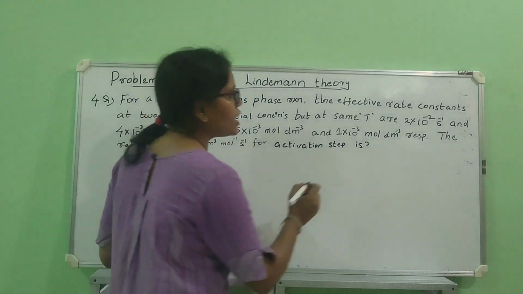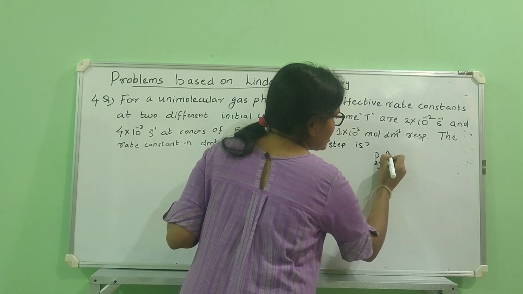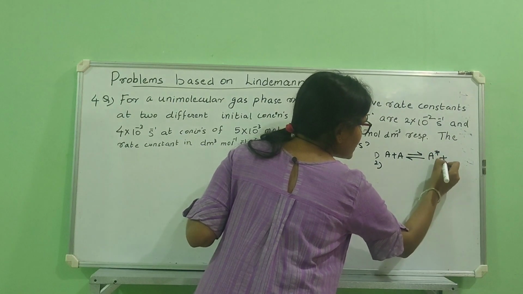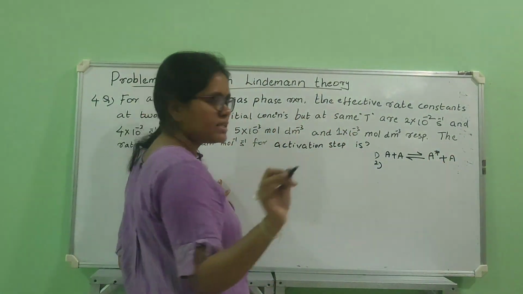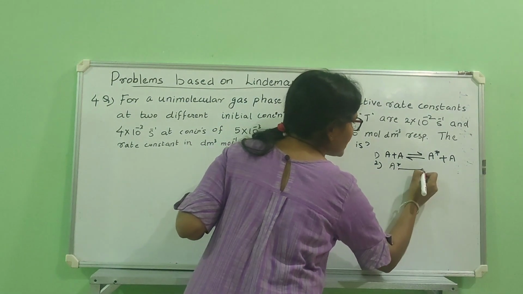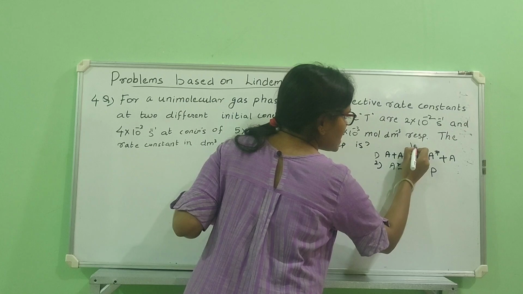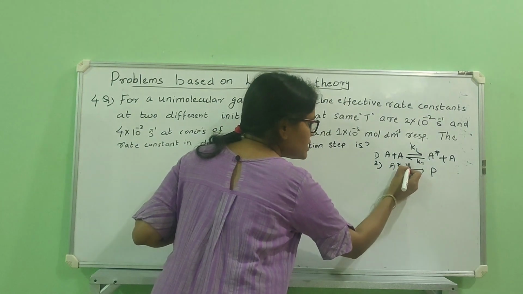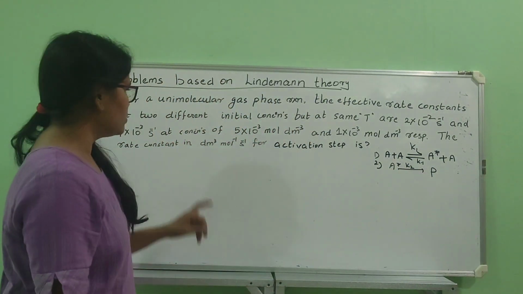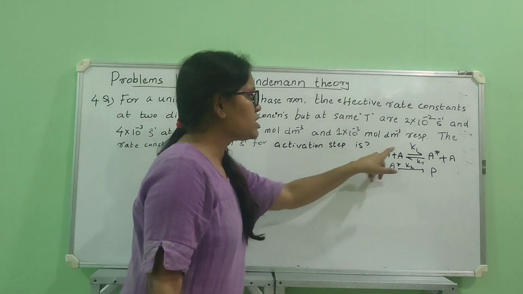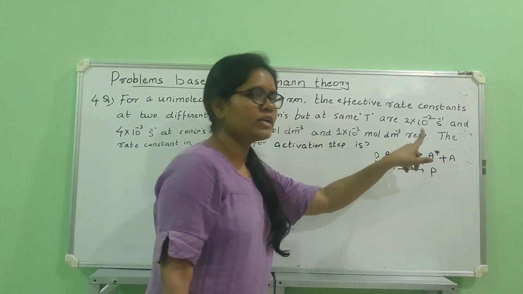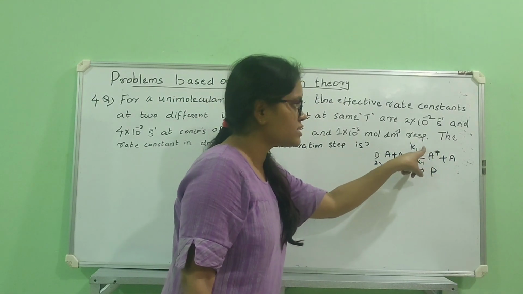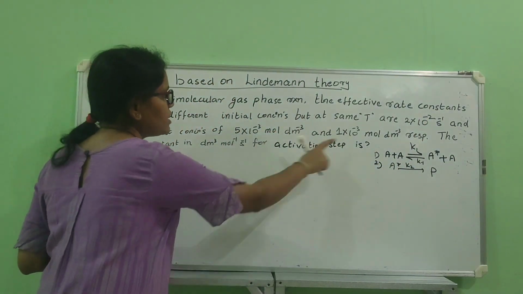So I have already told you there are two steps in the Lindemann mechanism. In the first step, a gas molecule collides with other gas molecule to give this energized A star and de-energized A. And in the second step, this A star will give rise to product. So the rate constant in this direction is K1 and in this direction will be K minus 1. And the rate constant for second step is K2. So I already told you the rate constant of activation step is nothing but K1. So the K1 is called rate constant of activation step because this step is the activation step in which A star is being formed. So we need to find K1.